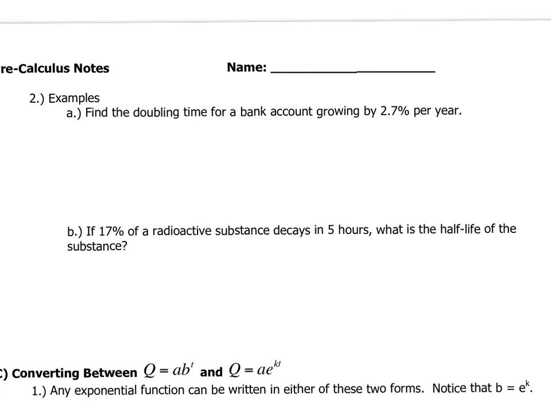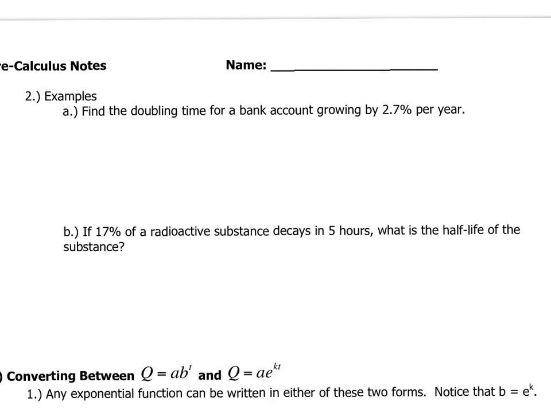First one asks us to find the doubling time for a bank account growing by 2.7% per year. So we are going to go back to our general exponential function, y equals a b to the t. We can't solve an exponential equation until we have one. So using what we're given here, we are going to write a function to represent this. With a rate of 2.7% growth per year, this will translate into a growth factor of 1.027 to the t.